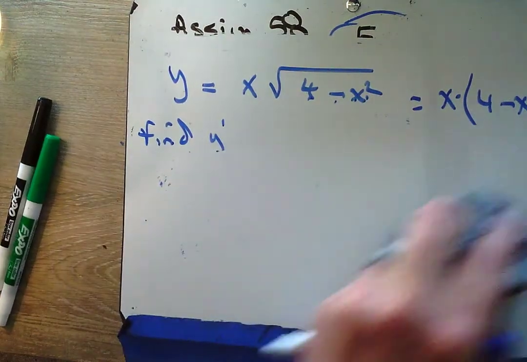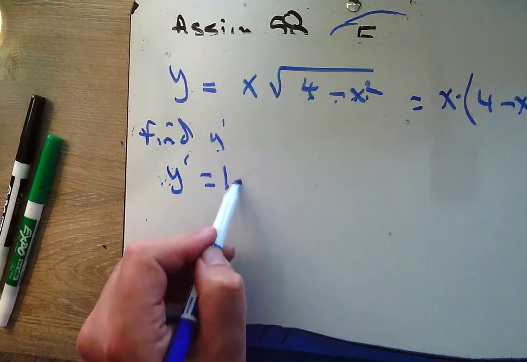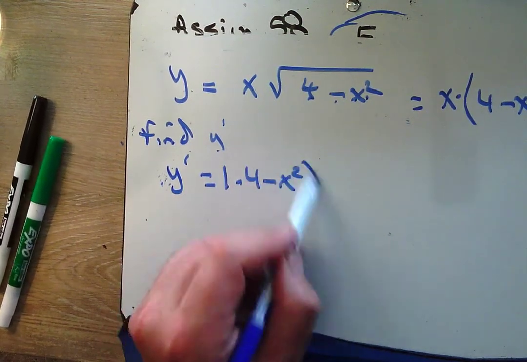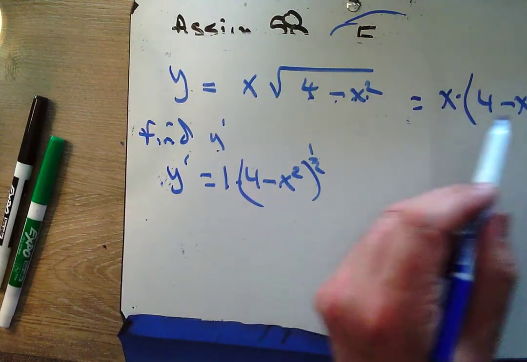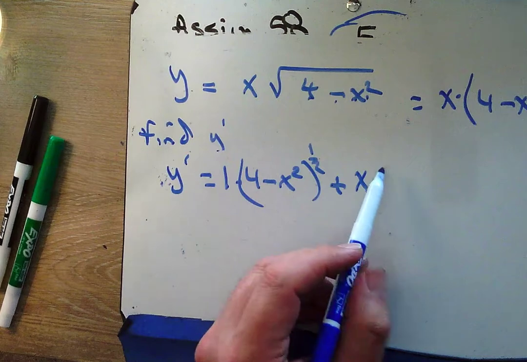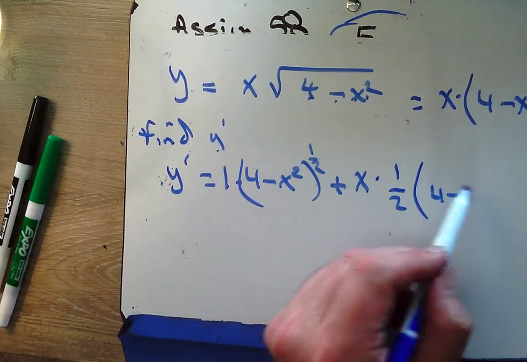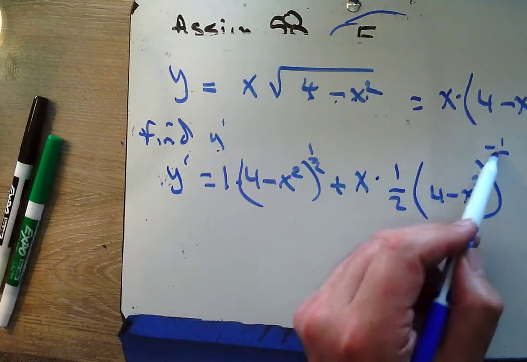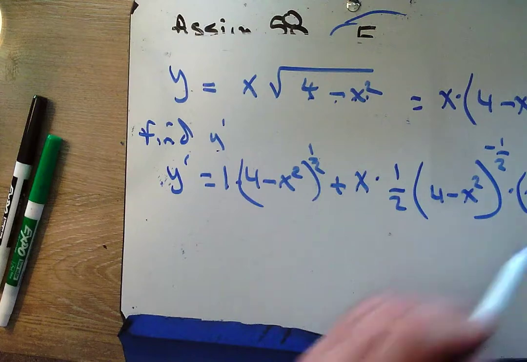Starting it again. Okay, product rule. There we go. 1 times (4 minus x squared) to the 1 half. Great. So we take the derivative of that times that stuff plus that. See, that's the x I'm looking for. Times the derivative of this, which will be 1 half (4 minus x squared) to the minus 1 half times the derivative of the inside, that's minus 2x.